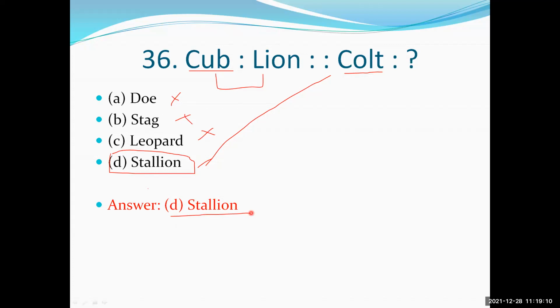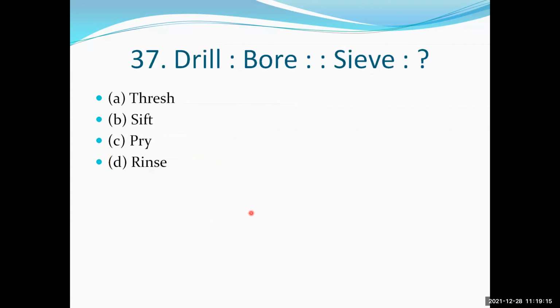Okay, then let's go to the next question. Number 37 is with you. It says drill is associated with bore. So sieve will be related with what? Thresh, sift, pry, rinse. Drill is an activity which is done with the help of bore. We know about bore well, boring machine. So that is the action here, drilling. Here, the action is sieve, and it is done with what?